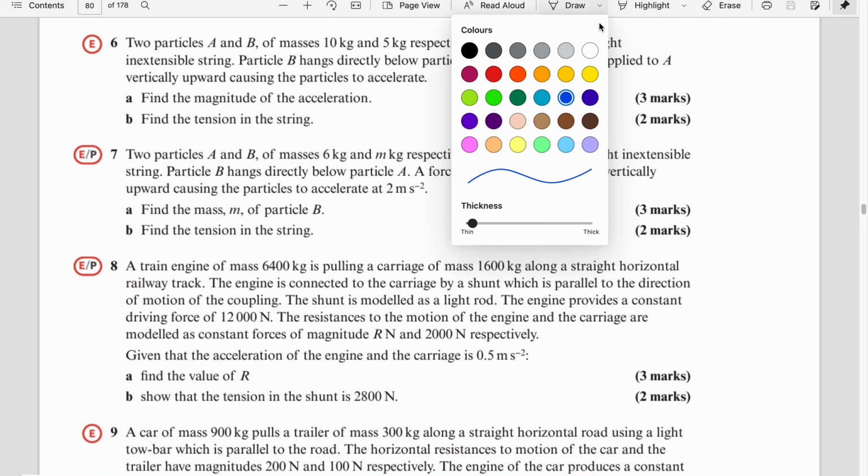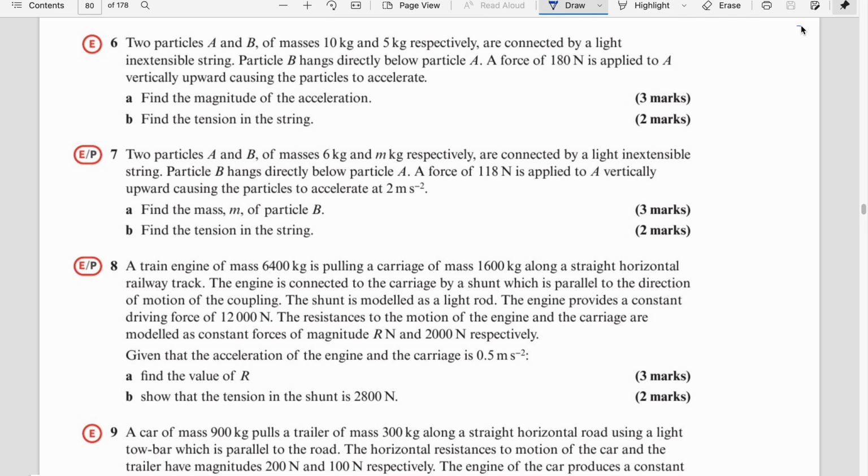Question number 6. Two particles A and B of masses 10 kg and 5 kg respectively are connected by a light inextensible string. Particle B hangs directly below particle A. A is of 10 kg, B is of 5 kg. B hangs directly below A.